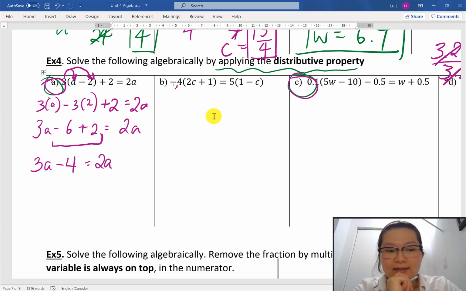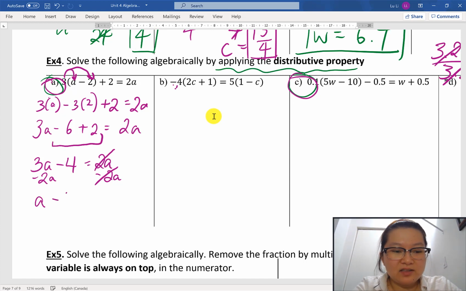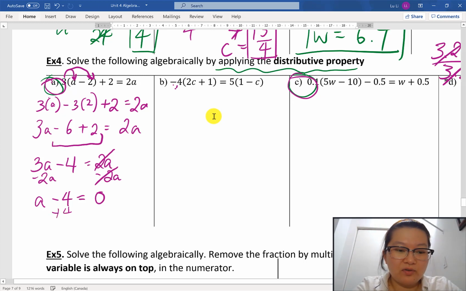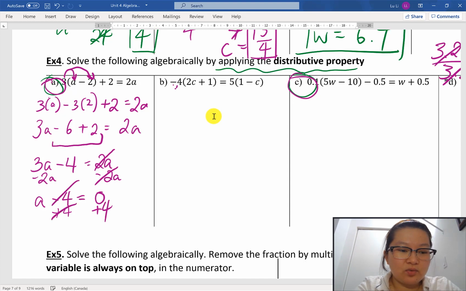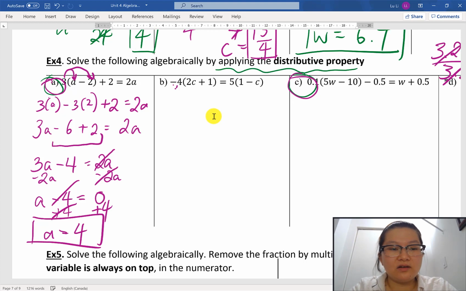Now what I could do is move the 3a to the other side, but I like to keep things positive, so I'm just going to subtract 2a on both sides, which gives me 3a minus 2a, which gives me 1a minus 4 is equal to, don't leave the other side blank. If it's blank, it means it's probably 0. And then you can see, well, it's obviously going to be 4, but why? I'm going to add 4 to both sides of my equation, gets rid of this one, and then a is equal to 4.